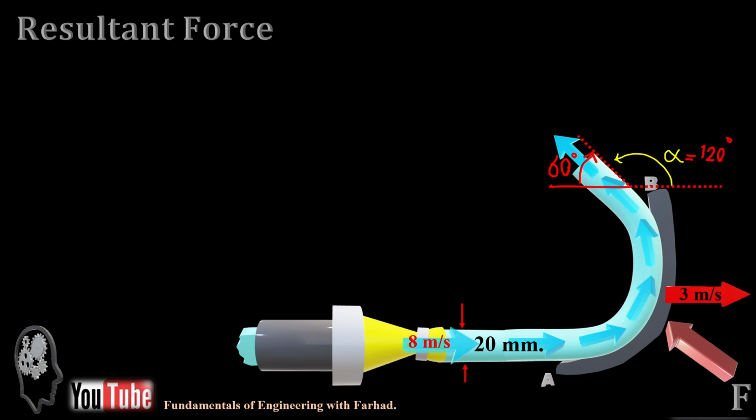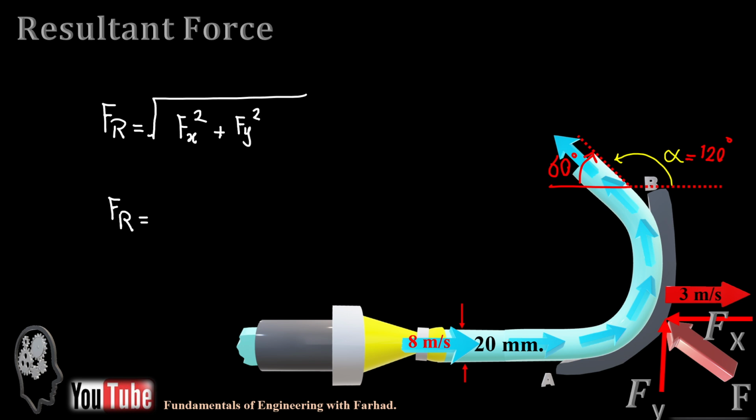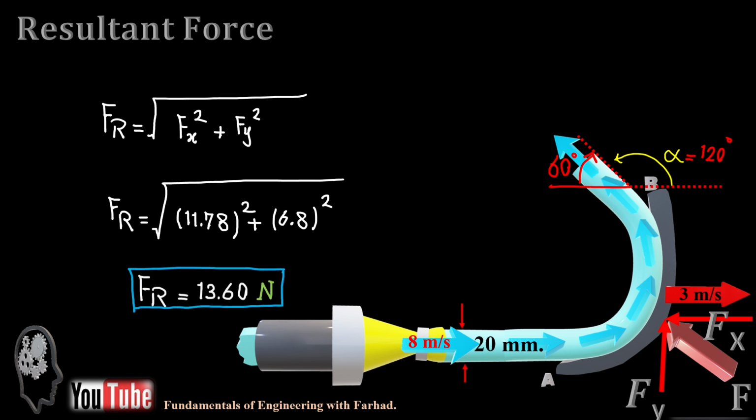If you do the math, that gives you 6.8, and definitely the resultant force, F sub r, is the square root of Fx squared plus Fy squared. And if you do the math, it gives you the resultant force from the blade, curved plate, to the water jet: 13.60 newtons. Thank you. We'll solve more problems.